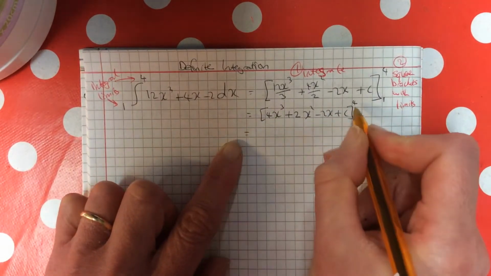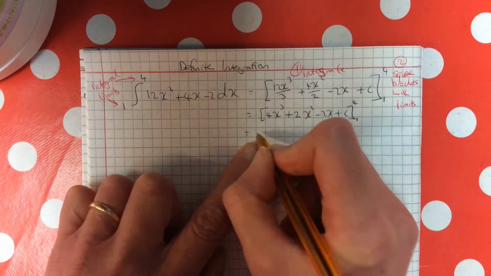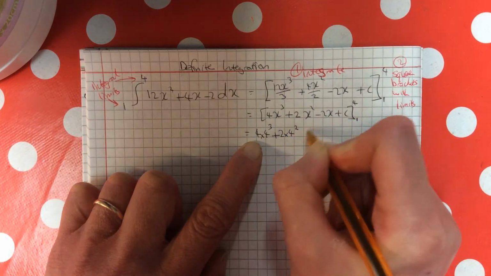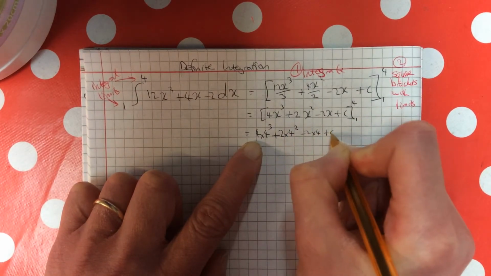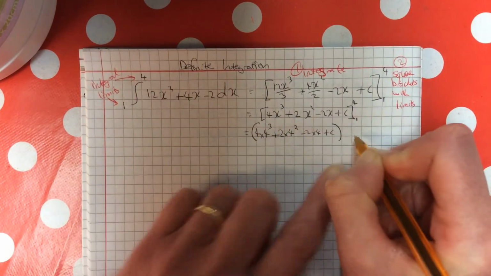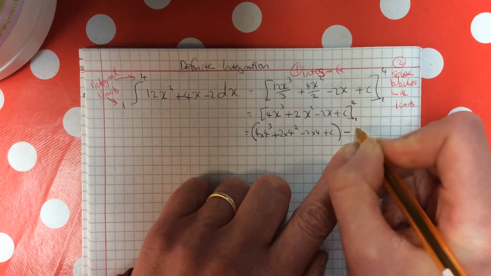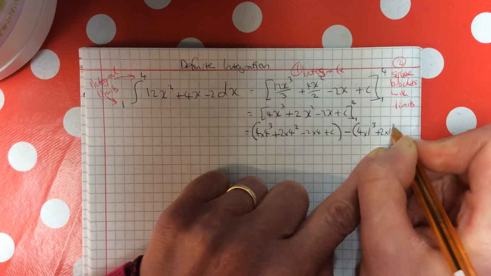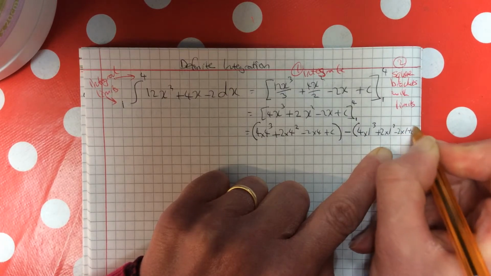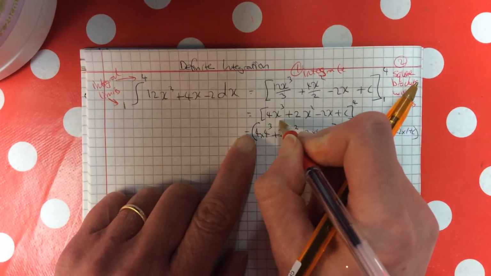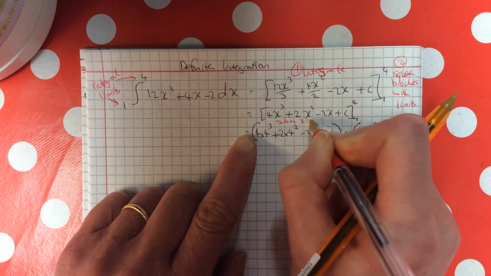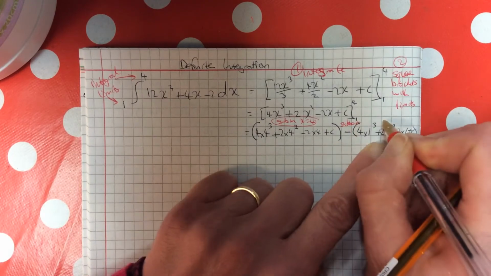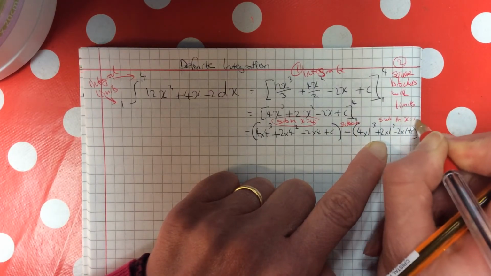Now what I'm going to do is sub in the 4. So the 4 comes in here: 4 times 4 cubed, plus 2 times 4 squared, minus 2 times 4, plus C. And I put round brackets in now, and a minus, and then I'm going to sub in the 1: 4 times 1 cubed, plus 2 times 1 squared, minus 2 times 1, plus C. So what I have done here is sub in x equals 4, and then subtract, and over here sub in x equals 1.